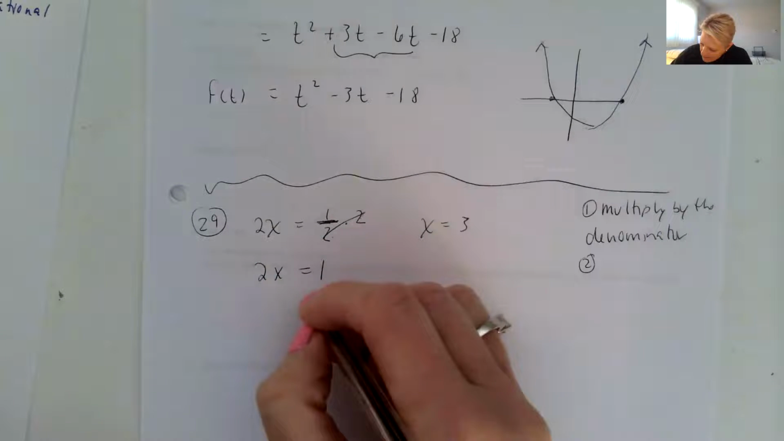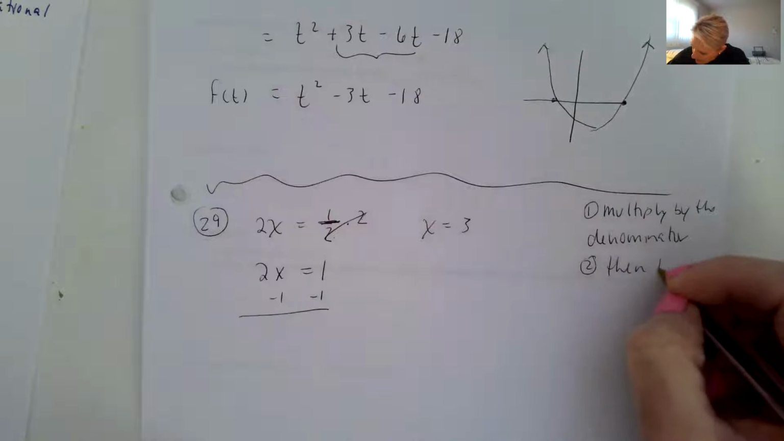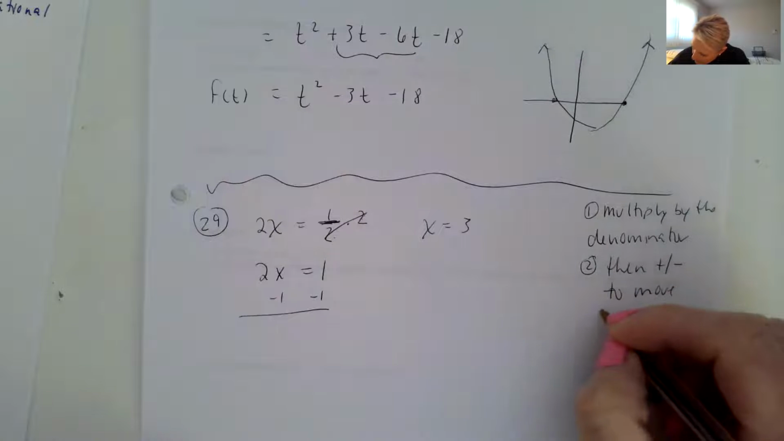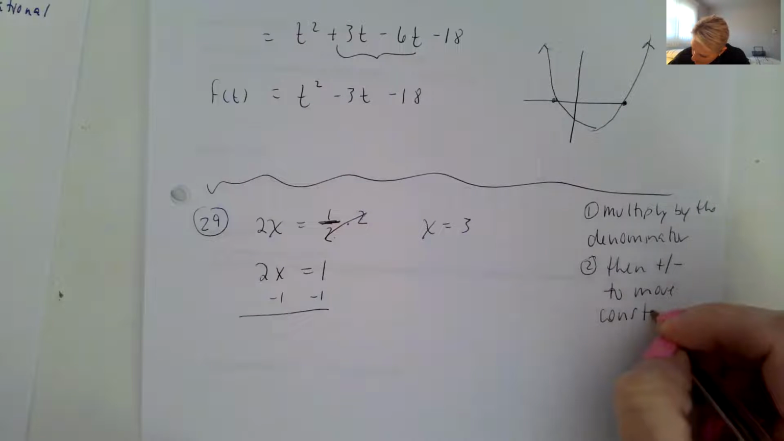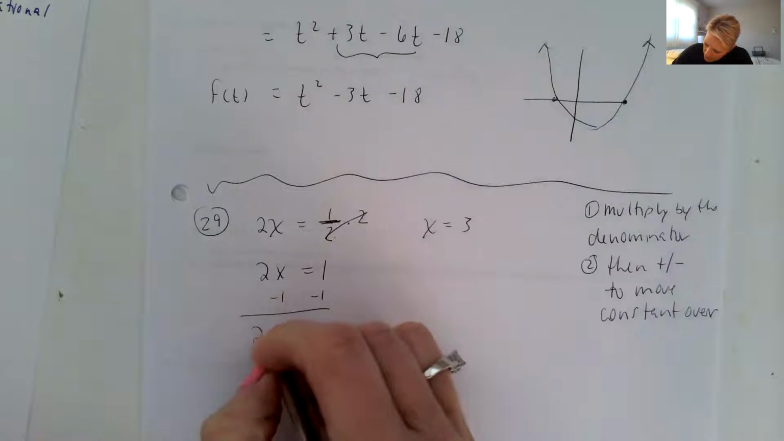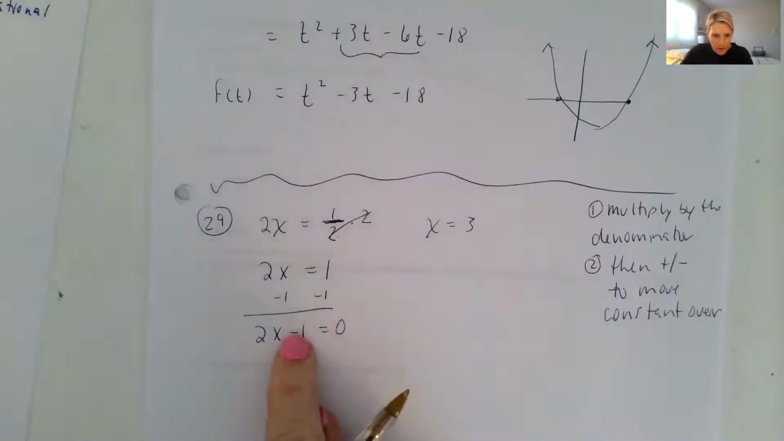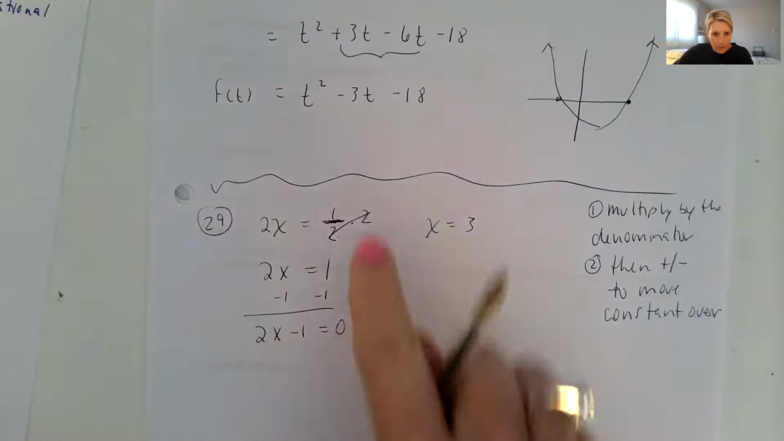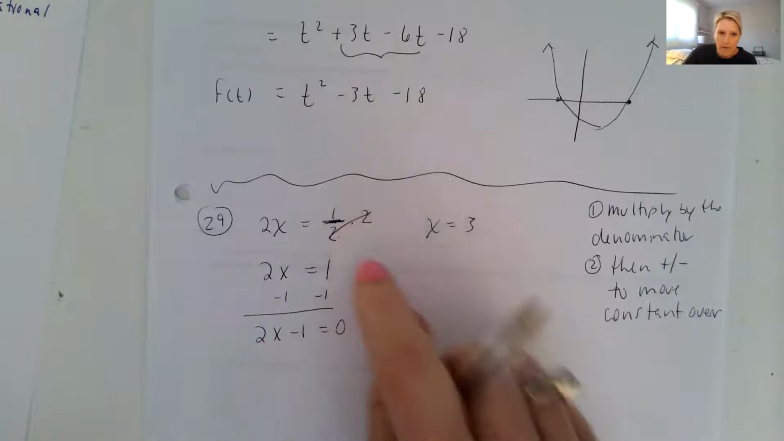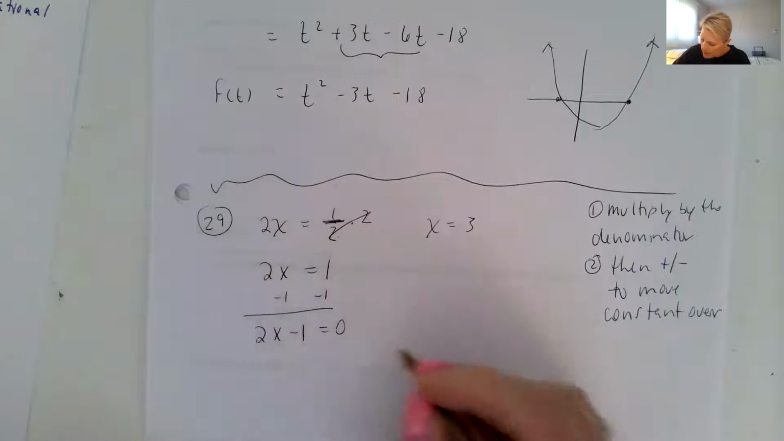And then we're going to move the constant over. Then add or subtract to move the constant over. So we end up with 2x minus 1 equals 0. If we were to solve for x, we would add 1 to both sides and divide by 2. So we would end up with the 1/2, but we don't want this to be a 0.5. We want it to look like this so that we can multiply our binomials.